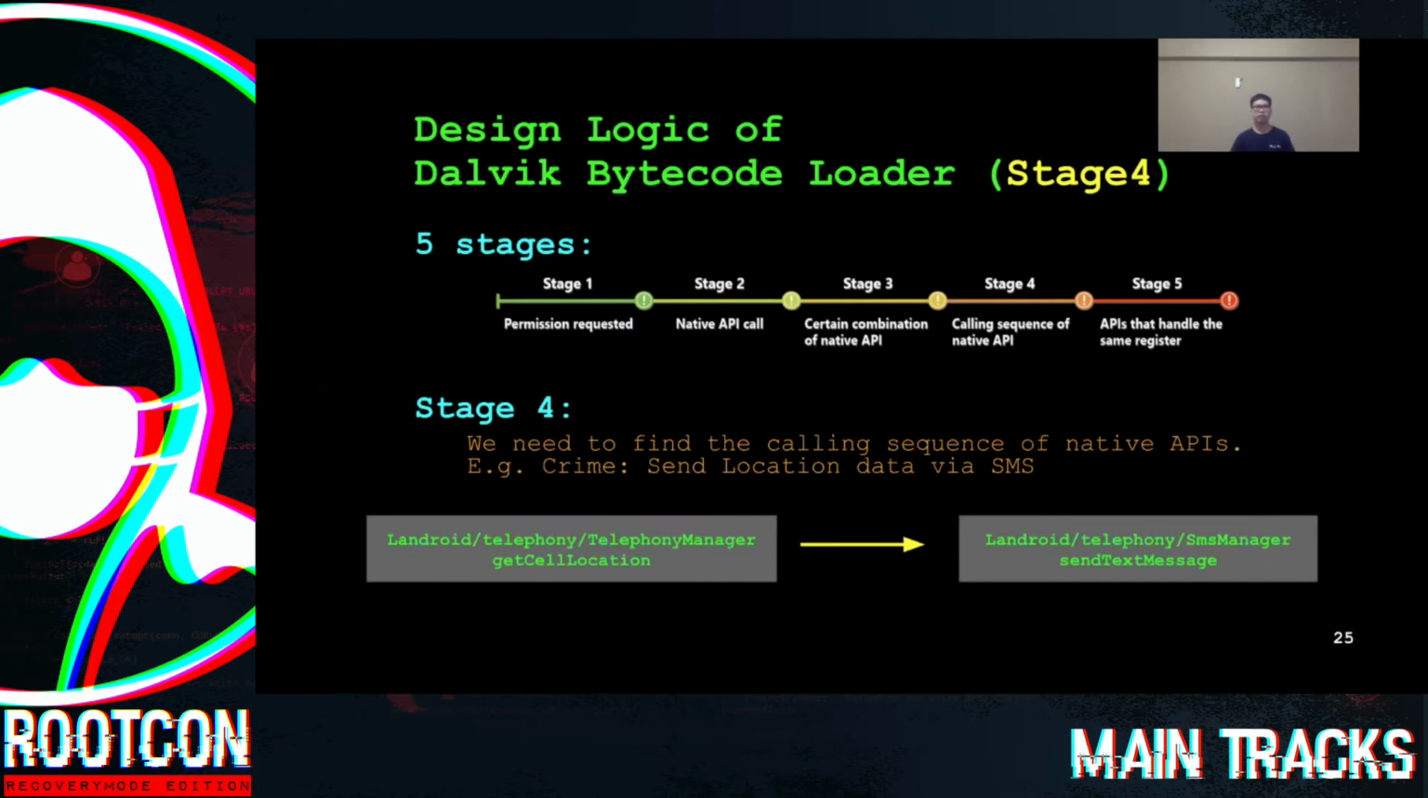So before the implementation, we need to know what stage 4 does. In stage 4, we find the calling sequence of native APIs and check if they are called in a specific order. For example, if a malware sends out your location data by SMS, then first it will call the native API get cell location to get your location data, and then call the native API send text message to send your location data by SMS.